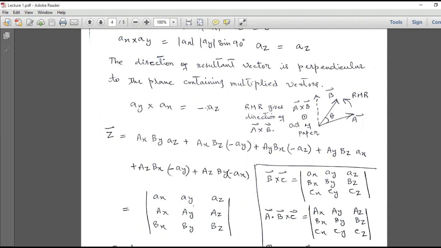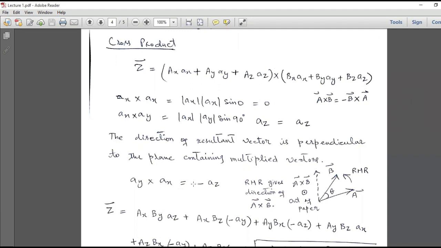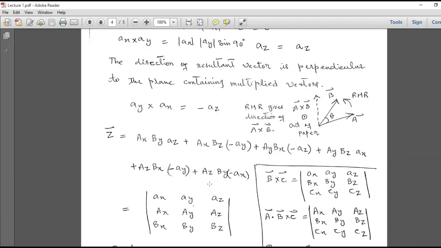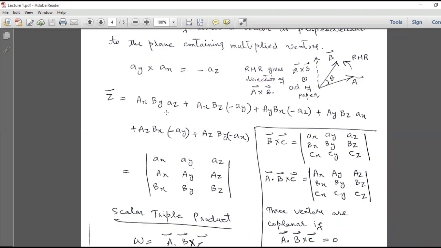Similarly, AY cross AX is equal to minus AZ, AZ cross AY is equal to minus AX, and AX cross AZ is equal to minus AY. So by following these expressions, the cross product of A and B can be written as the expression over here, and this whole expression can be represented in the form of a determinant.